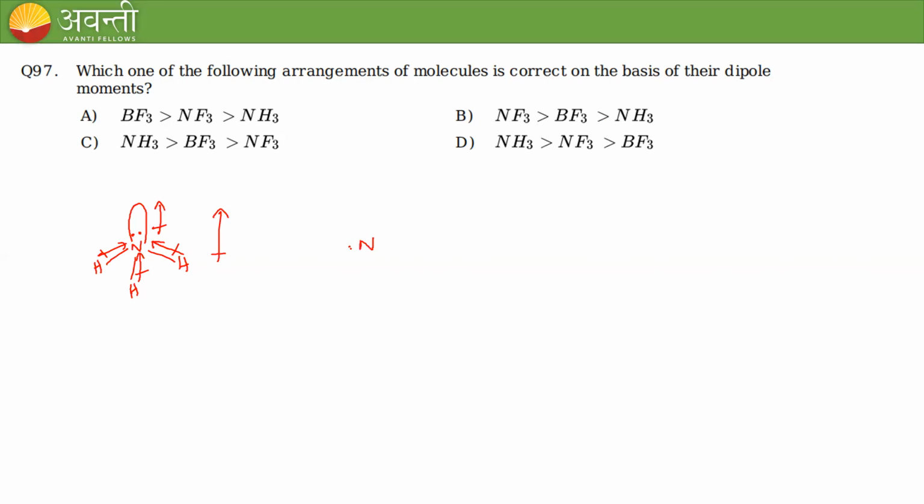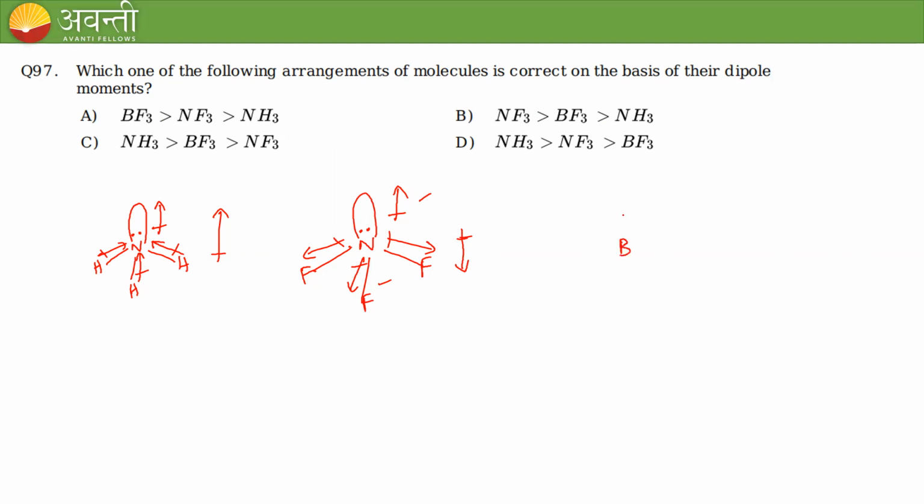And for NF3, the structure is the same as NH3, but fluorine is more electronegative than nitrogen. So the electrons will be coming towards fluorine, and the lone pair will pull the electrons towards itself. Now here, two equal and opposite directions are there. The net resultant dipole moment will be downward, but only two bond effects will remain. So this and this are equal and opposite, so they will cancel each other.